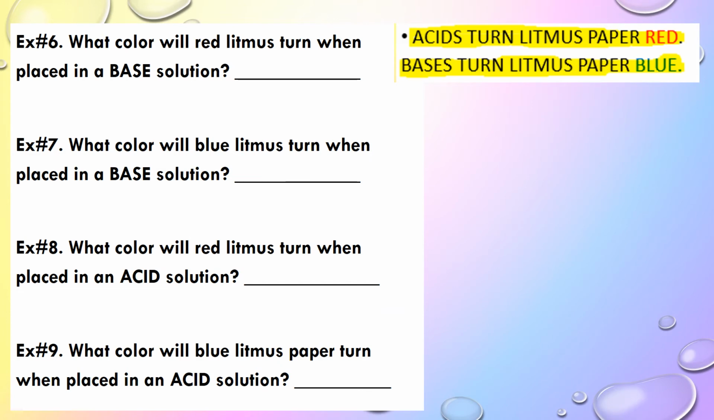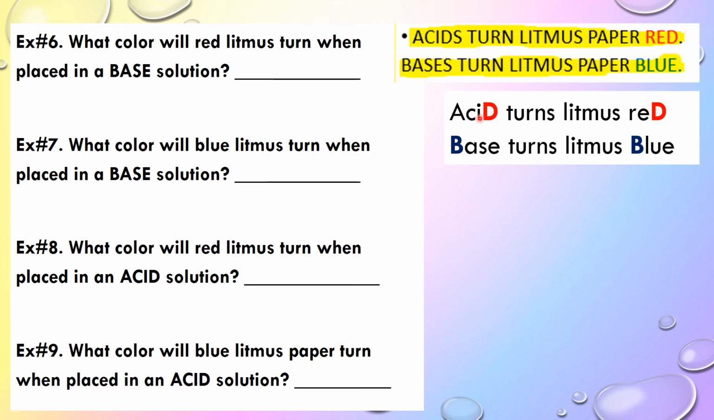Okay, again, a couple things to note. Acids turn litmus paper red. So acid ends in a D, red ends in a D. Anytime something is turning red in litmus paper, it is acidic. Bases turn litmus blue. Okay, so if I have a piece of litmus paper and I put it into my solution and it turns blue or it stays blue, it is a basic solution.